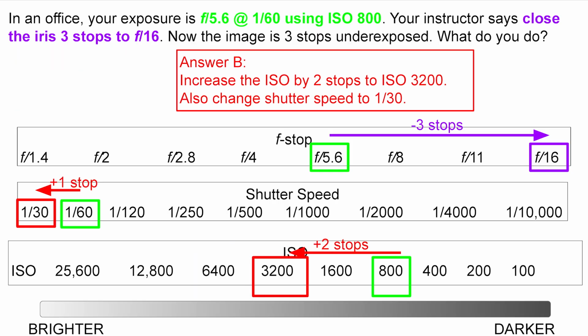Maybe we don't want to push the ISO quite that hard, though. So we're going to slow down from 1/60th of a second to 1/30th of a second, which will give us 1 stop of brightness. And then we're going to change our ISO from 800 to 3200, which will give us 2 stops. So 1 plus 2 is 3. That gives us the 3 stops we needed. This also works. And again, we could push the shutter speed farther. We could make more dramatic changes.